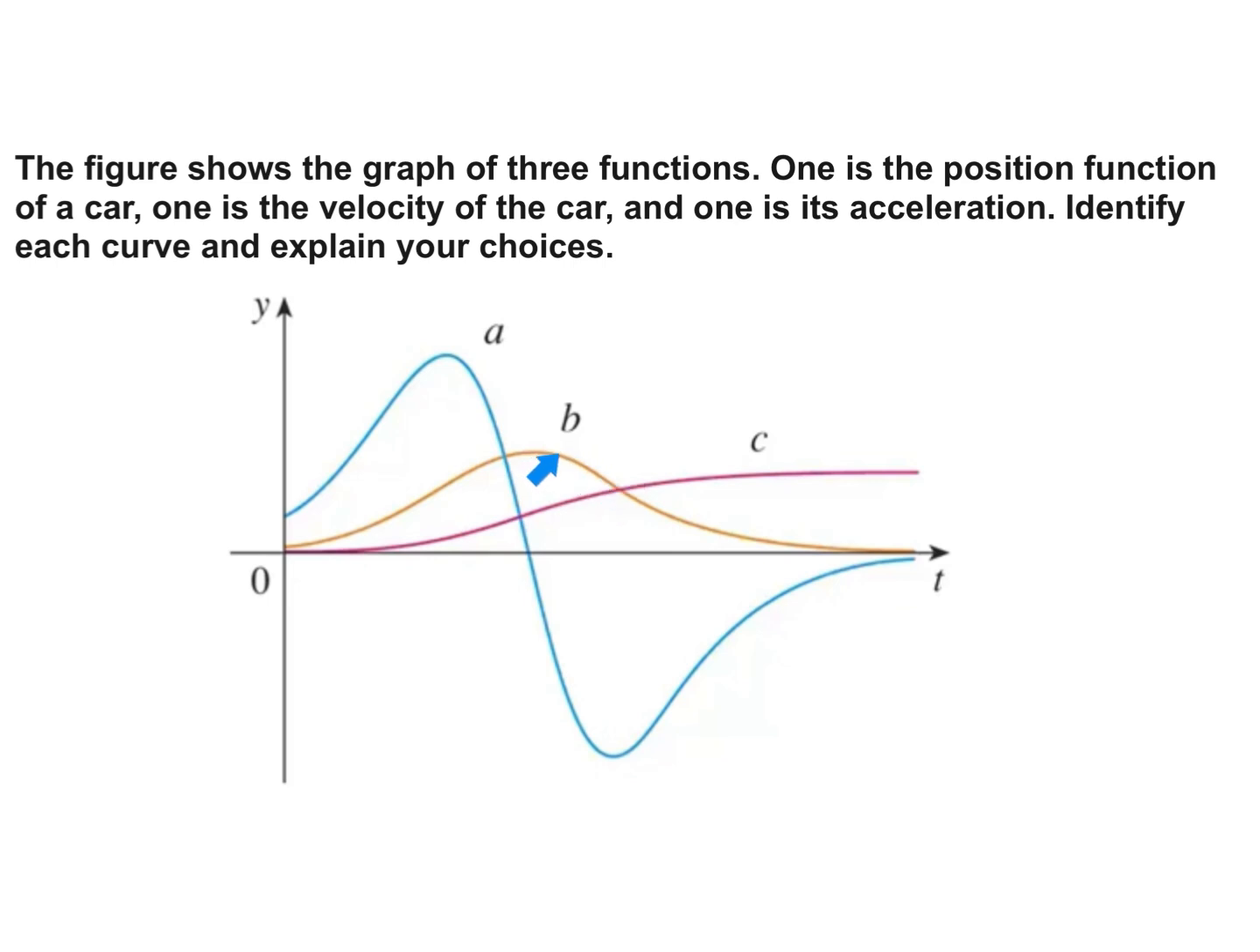Does B have any horizontal tangents? How many? So it needs to be 0 how many times? Once. What graph has zeros one time? A. So it's possible that this is position and this is velocity. But it's also possible that this is velocity and this is acceleration. Because when you take the derivative of B, we're going to get A. We're just not sure which position B is in yet.